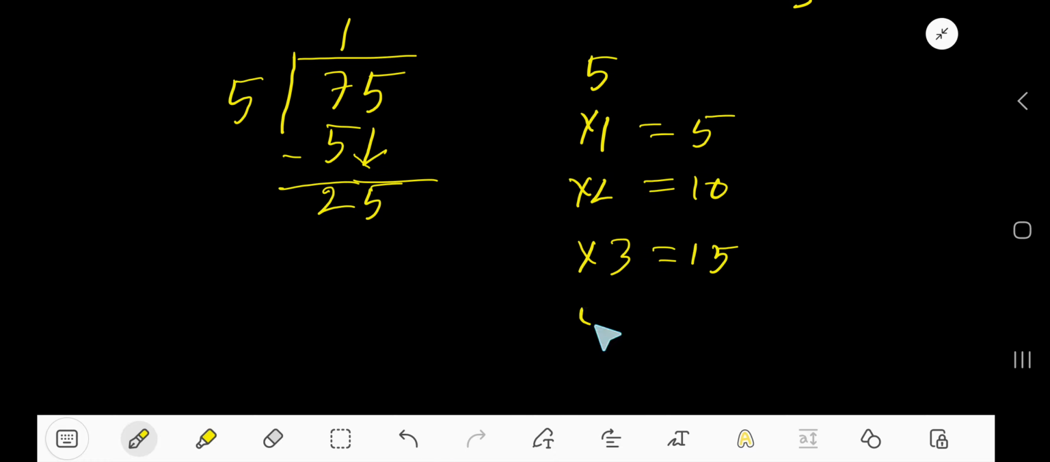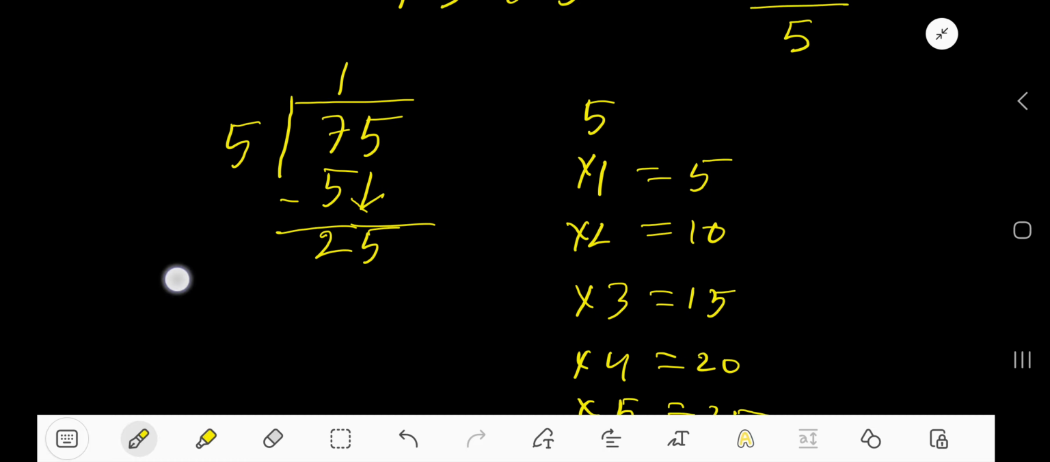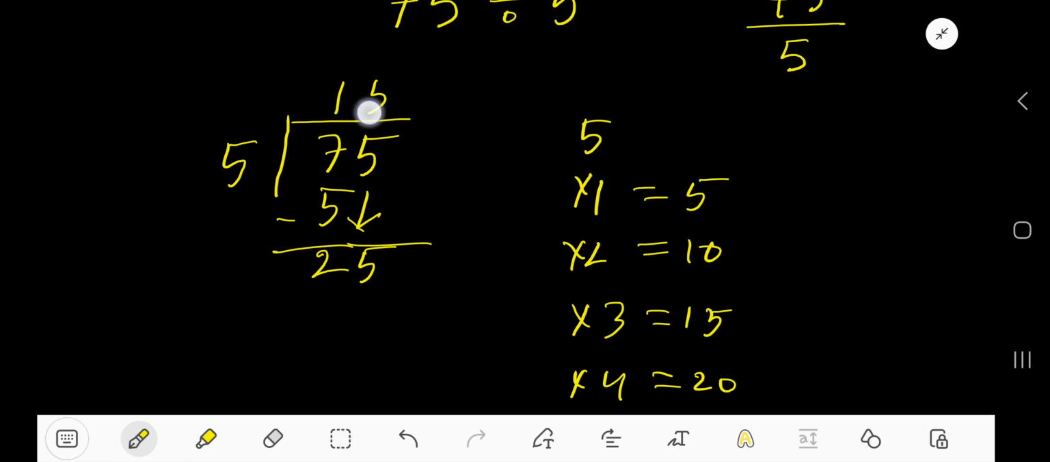And 5 times 4, just add 5, 20. And 5 times 5, just add 5 to 20, 25. That is, 5 goes into 25 5 times. 5 times 5, 25. If you subtract, then you are getting 0.